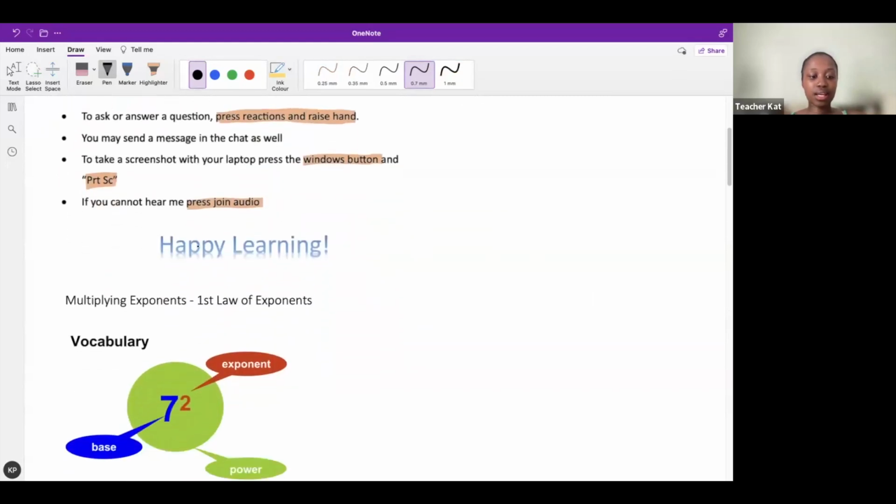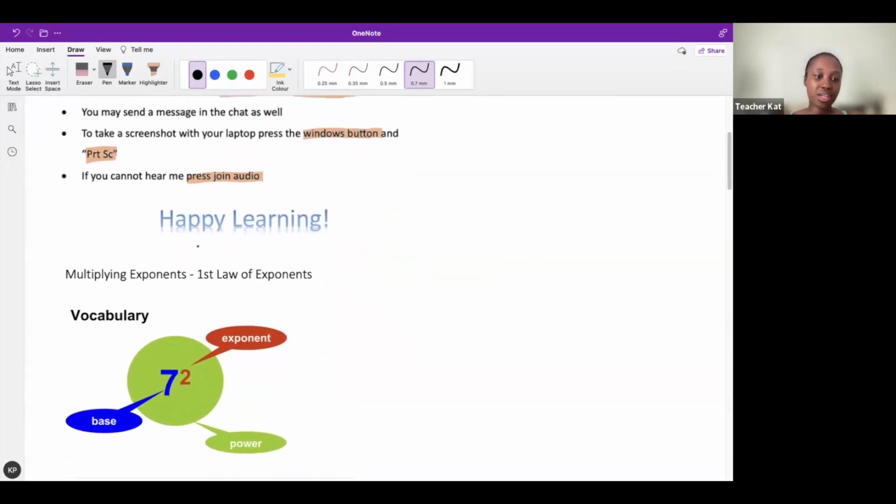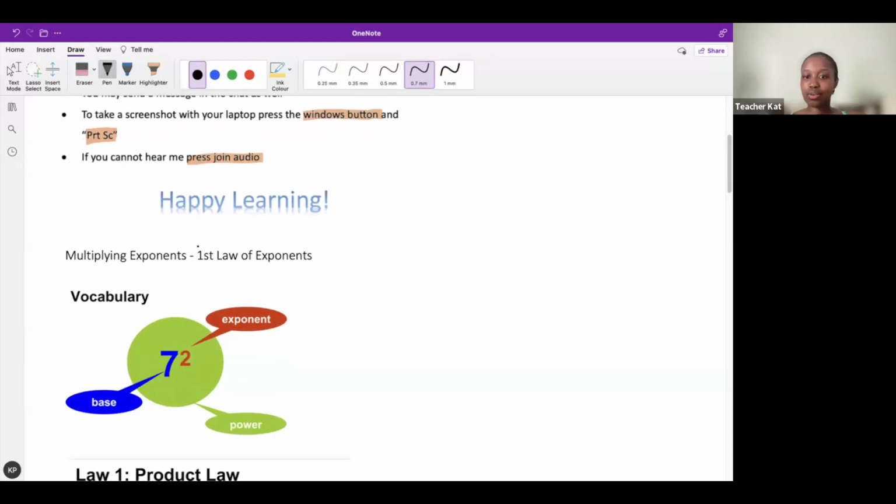So the first thing we're going to start off with is vocabulary. Hello, Chantal. So we're going to speak about vocabulary, okay? Before we start off with the first law, which is multiplying exponents, we first need to know the vocab so that we use the correct words.